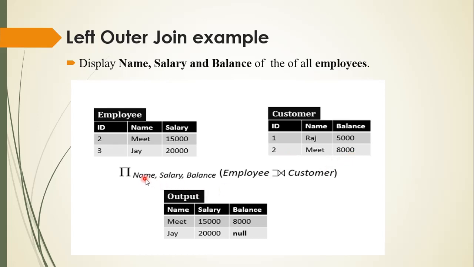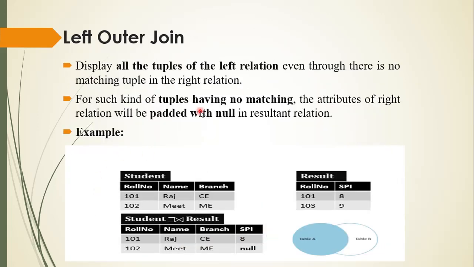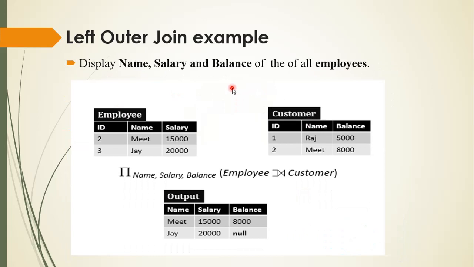So what we are displaying is name, salary and balance. First the name is Meet; we are not displaying ID over here. So Meet, salary is 15,000 and balance is 8,000. Clear. Now the second is Joy, 20,000. For the record Joy we have no balance in the customer table. So Joy, 20,000 and none. This is the concept of left outer join. So display the name, salary and balance of all the employees, so we have 2 employees, Meet and Joy.